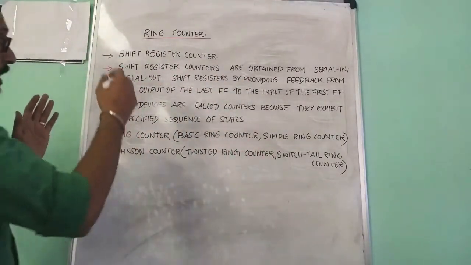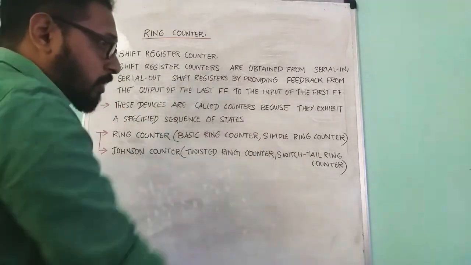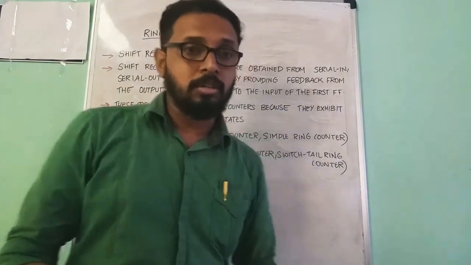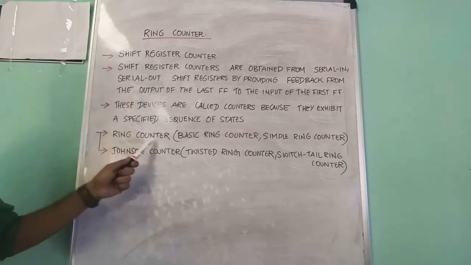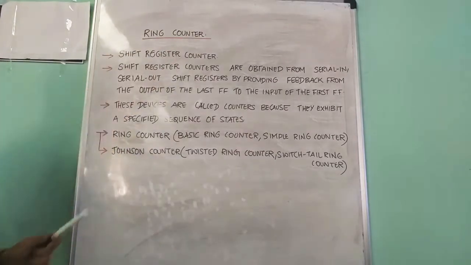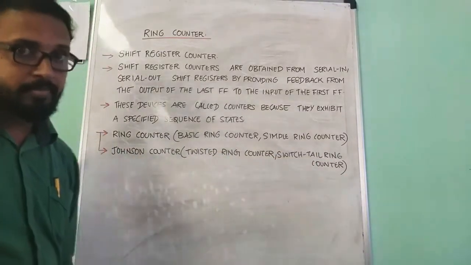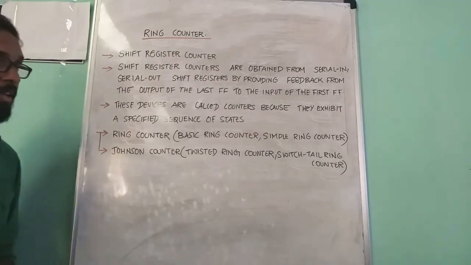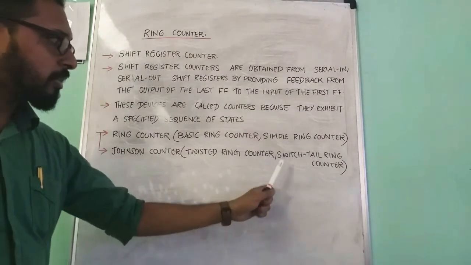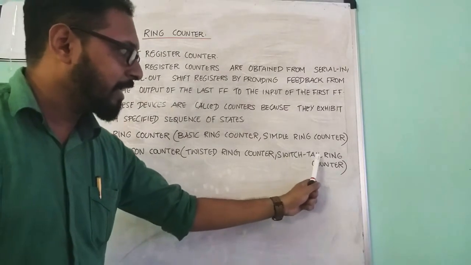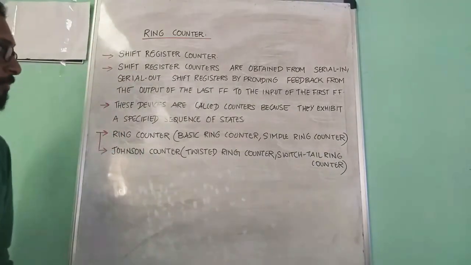Thus a device that works both as a shift register and also as a counter is called a shift register counter. The most important ones: the first one is the ring counter, also called basic ring counter or simple ring counter. The other one is Johnson counter, a question which is frequently asked. Johnson counter is also called twisted ring counter, or switch tail ring counter.